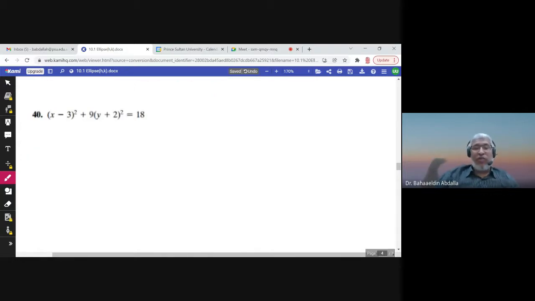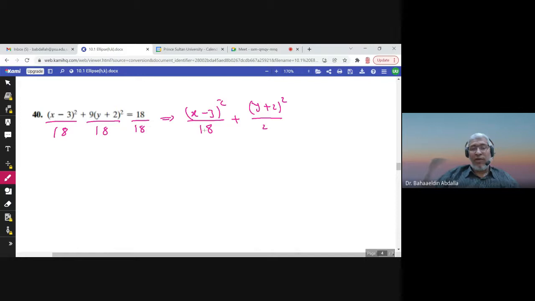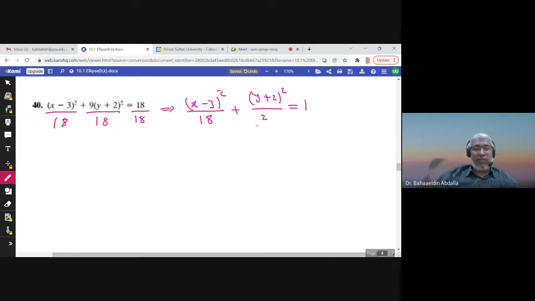Here I need to divide by 18. The right-hand side should be 1. So this is the equation of the ellipse in the standard form. 18 over 9 is 2. The center. The center is 3 and -2.